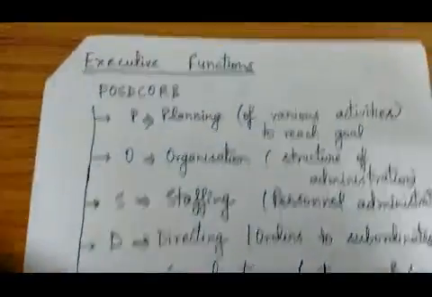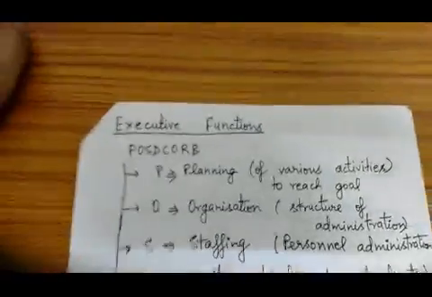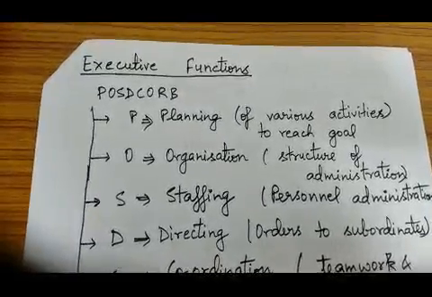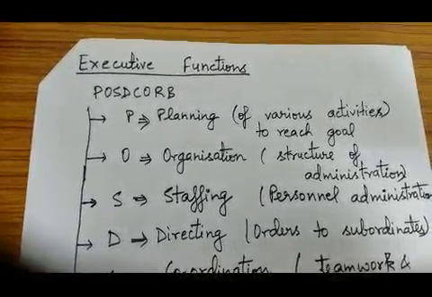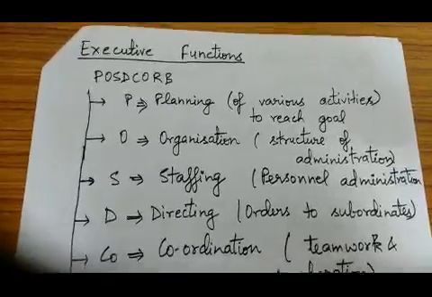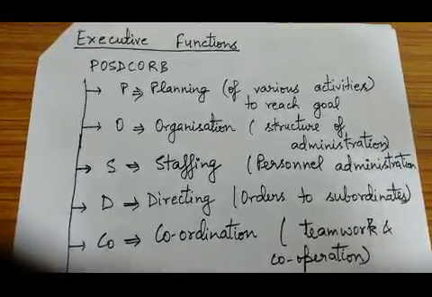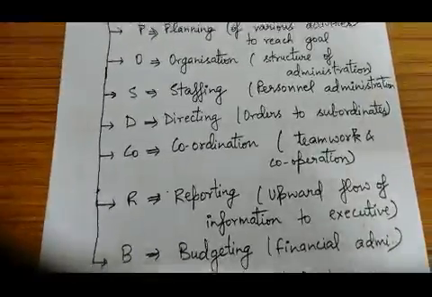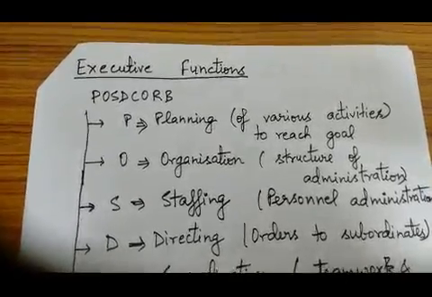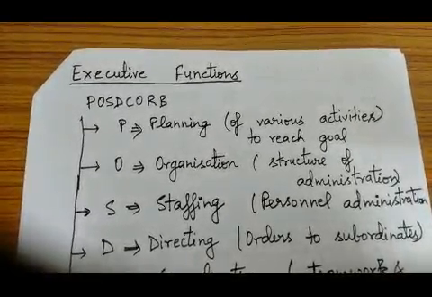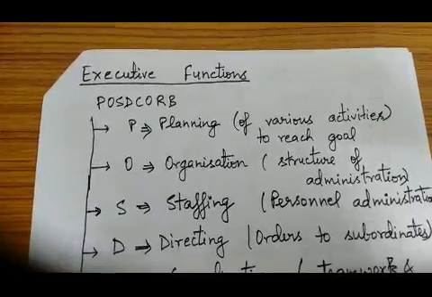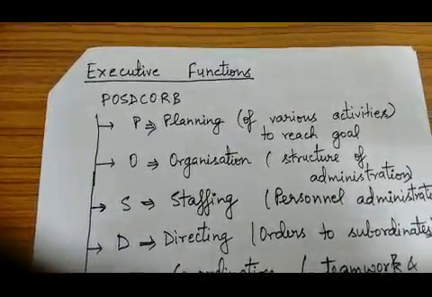Okay, so these are executive functions, what managers are actually supposed to do. They have talked about it. There is one very famous acronym, POSDCORB, and I think this is their most important contribution in classical administration. We will see one by one what these letters stand for. We will start with P. P stands for planning of various activities to reach goals. You have to plan your organizational activities such that whatever mission or vision you have, you achieve it.